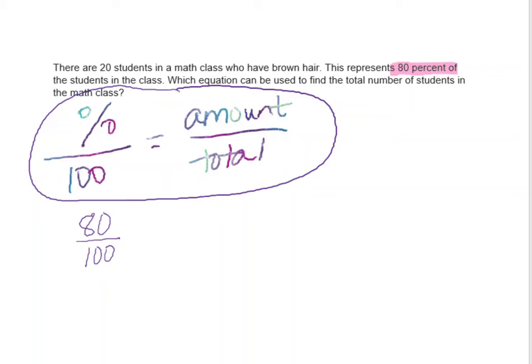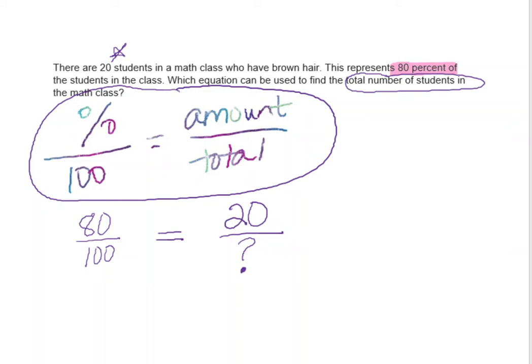They give us the number of students that have brown hair. So here they give us 20 students in the class have brown hair, and they want to know what is the total number of students in the class. So we know that 80%, 80 out of 100, is the fraction that represents 80%. So put my percent over 100, has to be equal to 20 out of some total amount.